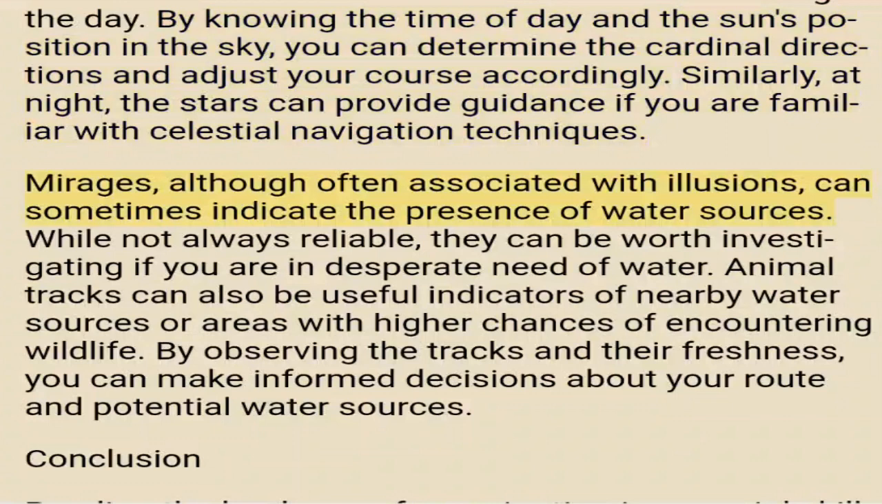Mirages, although often associated with illusions, can sometimes indicate the presence of water sources. While not always reliable, they can be worth investigating if you are in desperate need of water. Animal tracks can also be useful indicators of nearby water sources or areas with higher chances of encountering wildlife. By observing the tracks and their freshness, you can make informed decisions about your route and potential water sources.